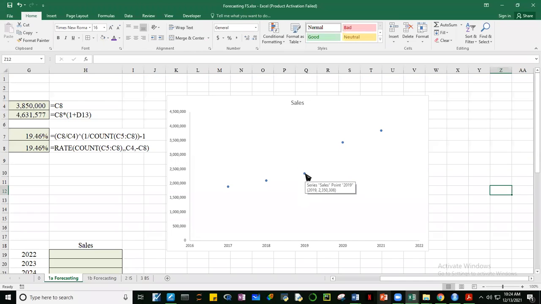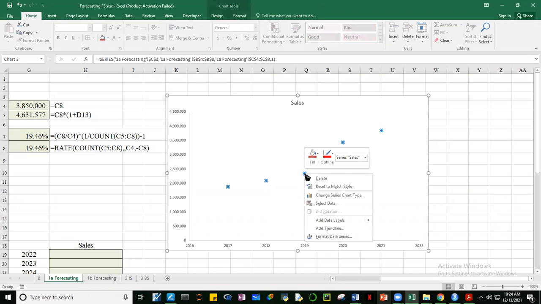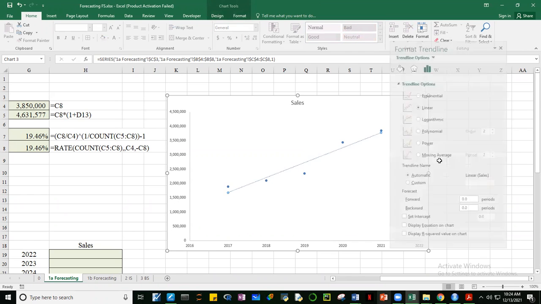So right-click nyo lang, right-click nyo any data, any point there. And then ito, add trend line. This one. Add trend line. Then lalabas na yan, no? Lalabas yung line na yan. Tapos dito sa ilalim, guys, ang format trend line. Okay, pwede kayo mag-forecast, no?